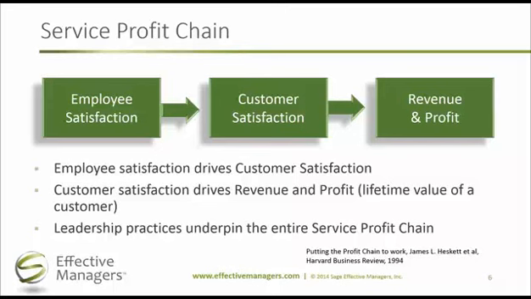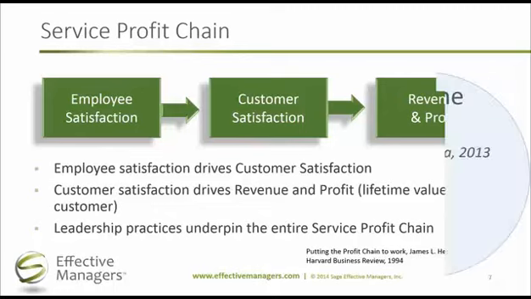What's not as well understood, and which is very clear in Heskett's article, is that leadership and management practices underpin this entire service profit chain. So it starts with the way in which we as managers do our work in organizations, because it is the impact of the managers on employees that determines the level of satisfaction that they have in the organization.